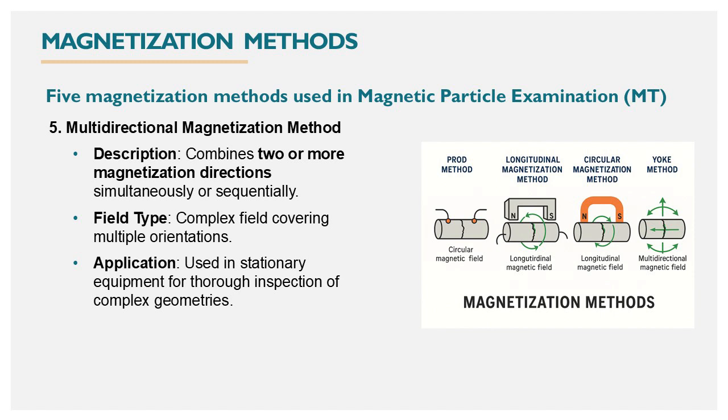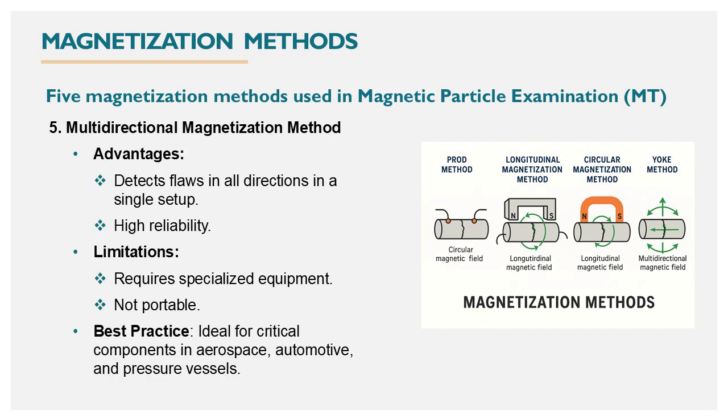Magnetization method number 5 is the multidirectional magnetization method. It combines 2 or more magnetization directions simultaneously or sequentially. The field type of this method is a complex field covering multiple orientations. The application of this method is in stationary equipment for thorough inspection of complex geometries. The advantages of the multidirectional magnetization method are that it is able to detect flaws in all directions in a single setup and has high reliability. The limitations are that it requires specialized equipment and is not portable. The best practice of this method is that it is ideal for critical components in aerospace, automotive, and pressure vessels.